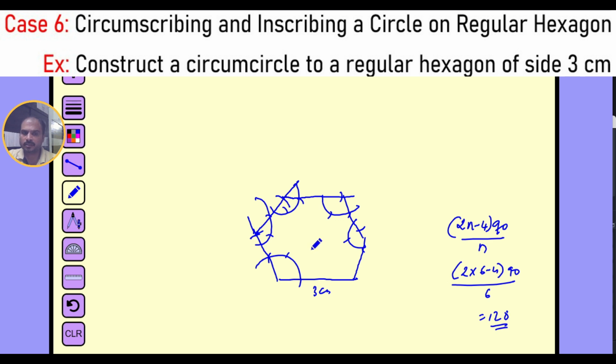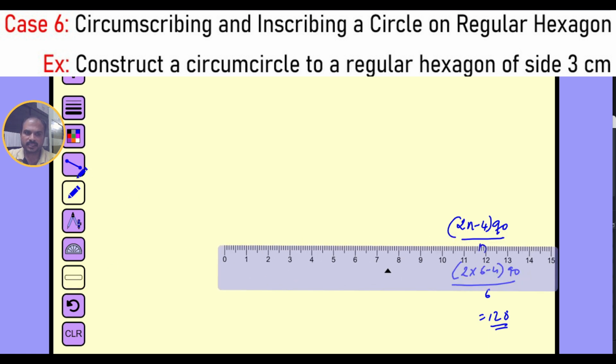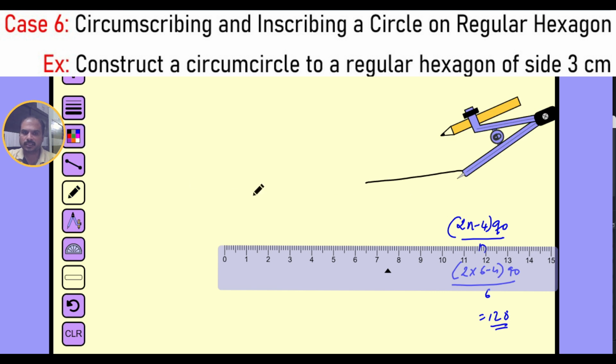But what I'm suggesting here is a method where we are going to get the exact regular hexagon. For that, you are supposed to do the construction of the circle first. Okay, so I'll take 3 centimeter in my compass and draw a circle first of all.